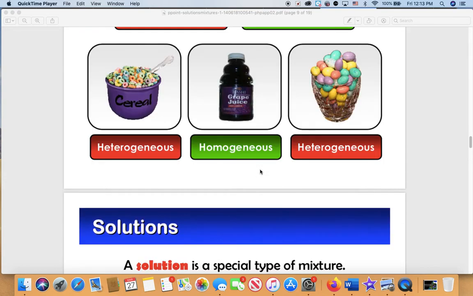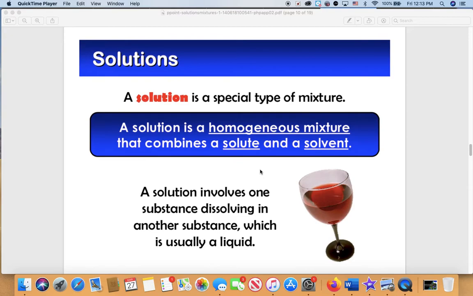Let's keep cruising. Let's talk about solutions next, right? So grape juice, which we have here, is clearly one example of a mixture, and it's called a solution. A solution is a homogeneous mixture of a solvent and one or more solutes. So let's talk about what that means.